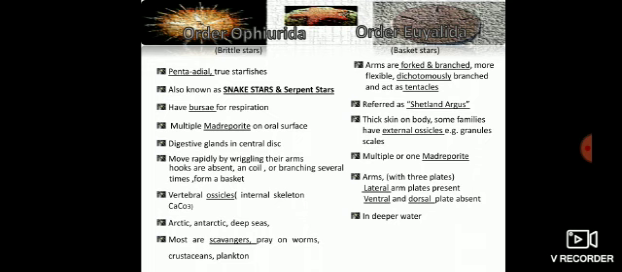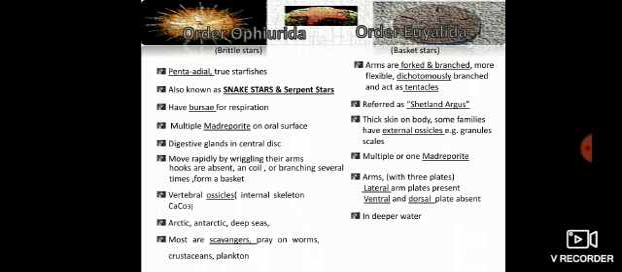The next one is the bursae for respiration. We know that bursae are for gaseous exchange or respiration; these are small pouch-like structures. Multiple madreporites are present on the oral surface. Digestive glands are also present in the central disc. They move rapidly by wriggling their arms. The hooks and the coils are not present, and the branching in their arms is also absent. They have vertebral ossicles, which are made up of calcium carbonate, the internal skeleton, calcareous endoskeleton.